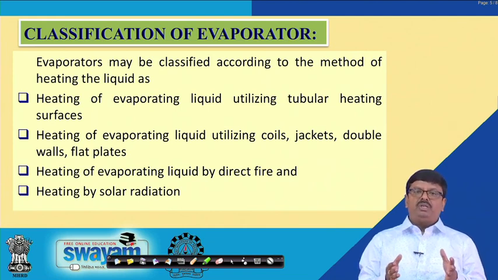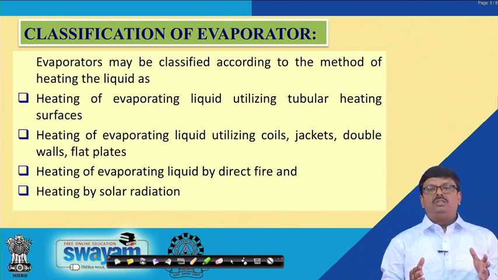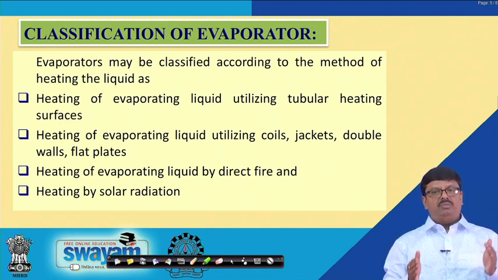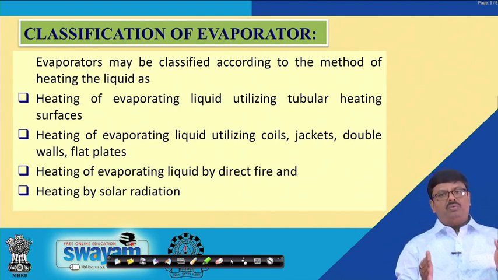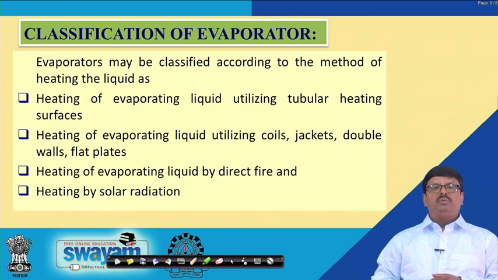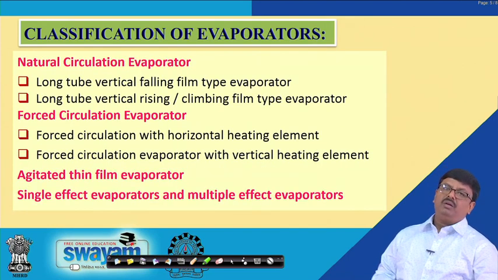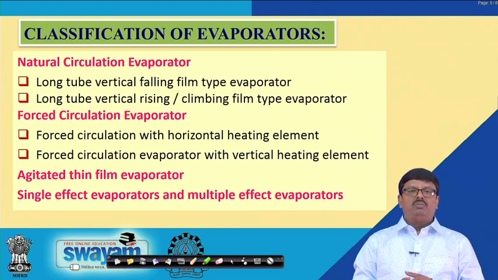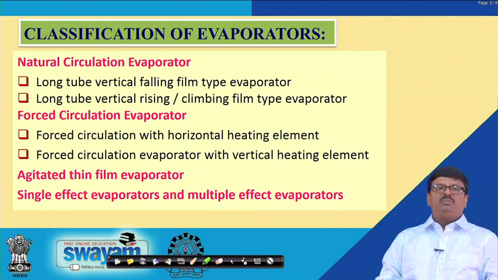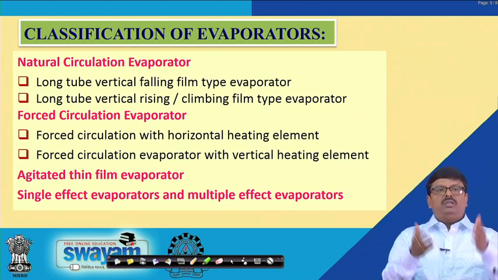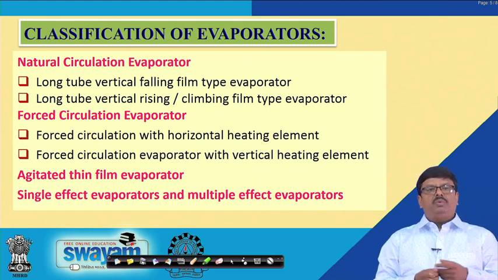So, these are the arrangements, the components or accessories, by which we can consider the classification of evaporators. This is the basic and core way by which evaporators can be classified. Now, there are many other ways by which evaporators can be classified. So, let us once more see the different classes of evaporators.